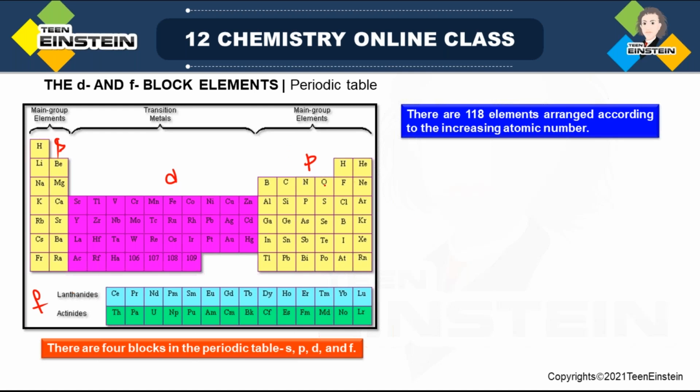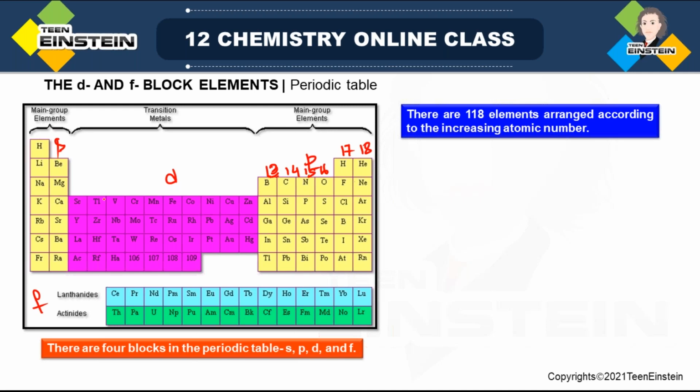Now P block we have already seen, there are total 6 groups starting from 13 up to 18, that is 13, 14, then 15, 16, 17 and 18. And in S block there are 2 groups. So in between S and P there is the D block, which is in purple color.